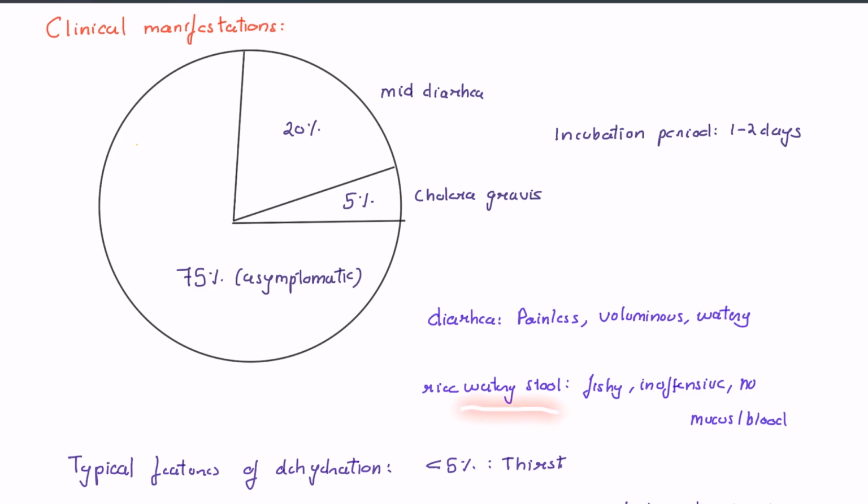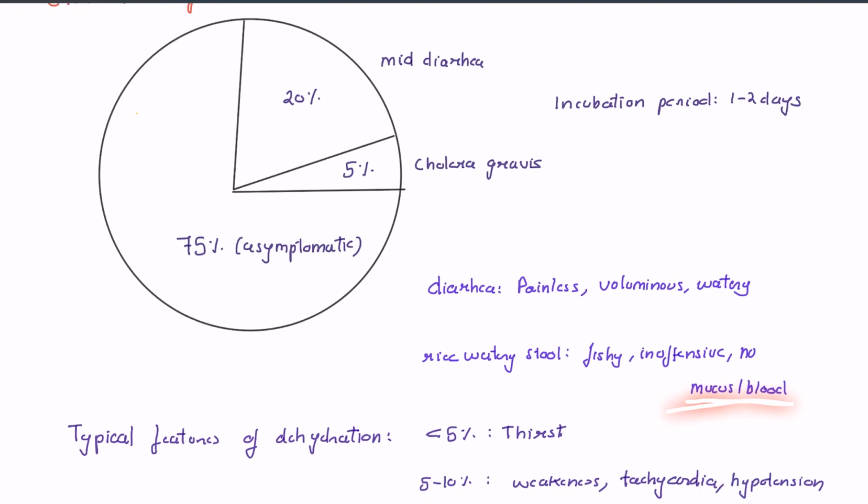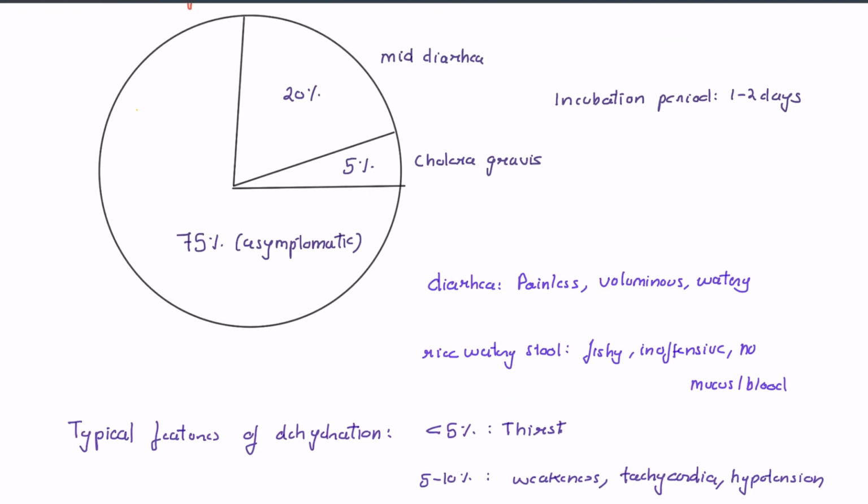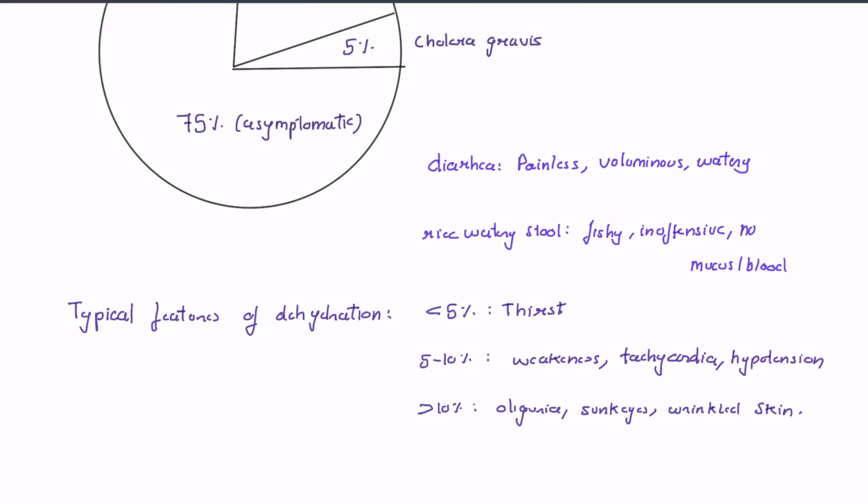It has a fishy, inoffensive smell, with no mucus and blood because there is no underlying pathology. It is just a toxoid which affects and causes this diarrhea. There is no mucus or blood. Now, because of this, your body is losing its sodium and chloride. So now what will happen? And your water also. So now since you have lost all this, your GFR will be falling. And if your GFR is falling, what will you expect?